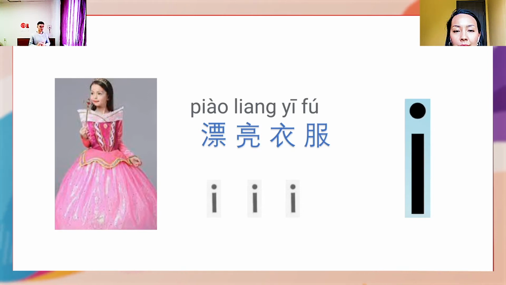What kind of clothes do you think this is? It's a dress. Also, it's clothes, right? So what kind of clothes? Is it ugly or beautiful? It's beautiful. So it's beautiful clothes. In Chinese we call it 漂亮衣服.